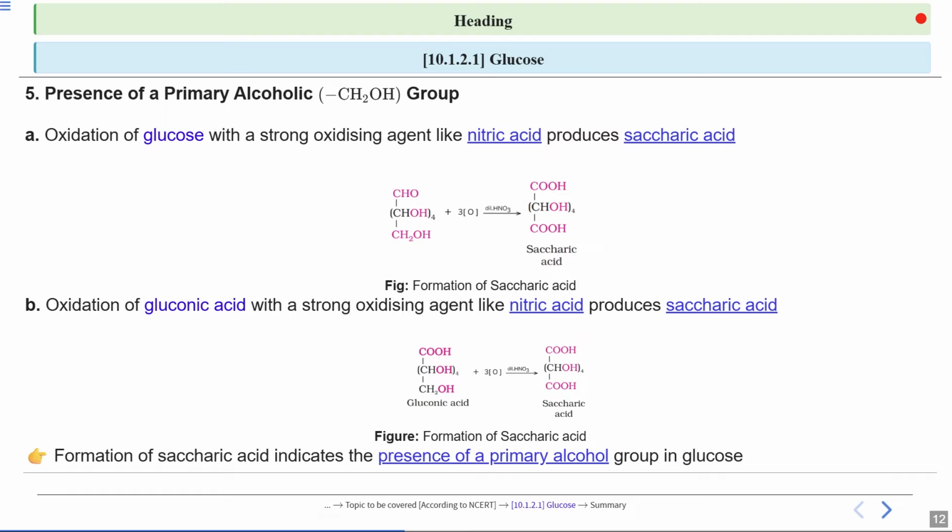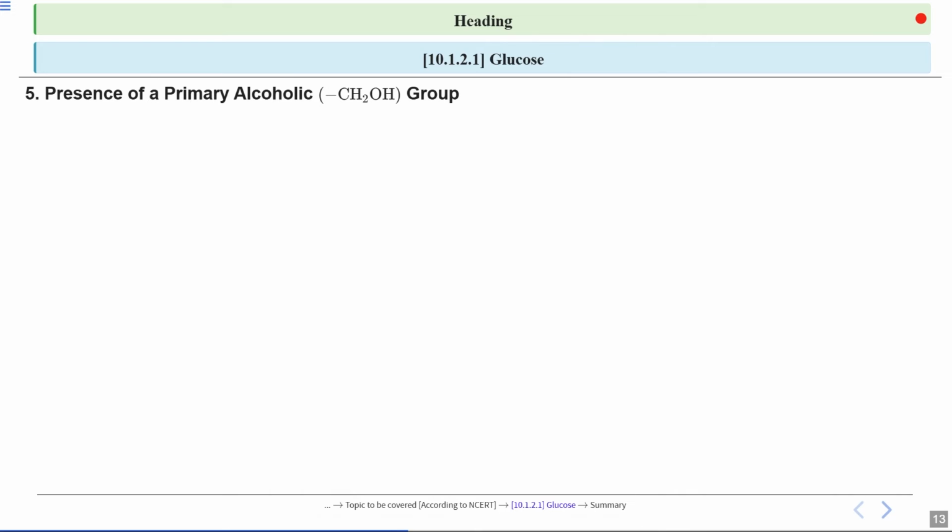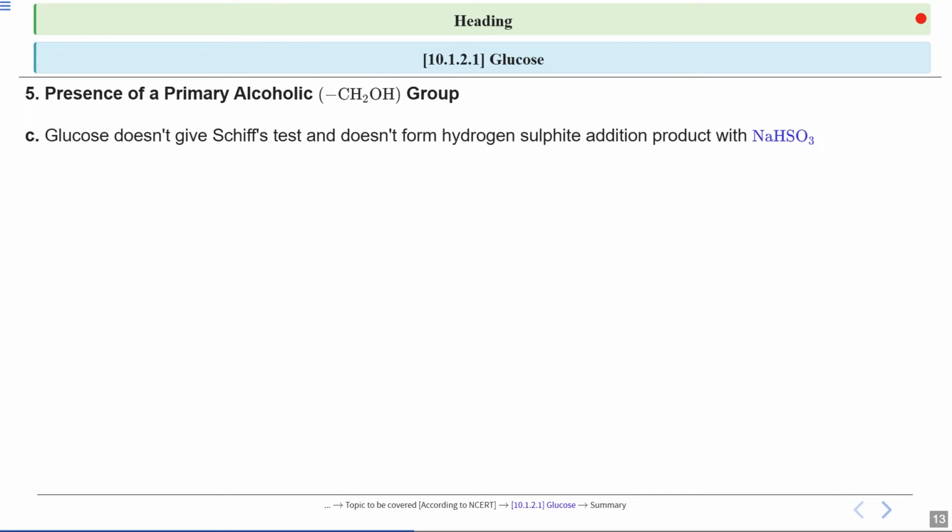So the formation of saccharic acid from both glucose and gluconic acid tells us that glucose has a primary alcohol group. Now, glucose does not give a positive result in the Schiff test, and it also does not form an addition product with sodium hydrogen sulfite, NaHSO3. This result suggests that glucose does not have a free aldehyde group available for these reactions.